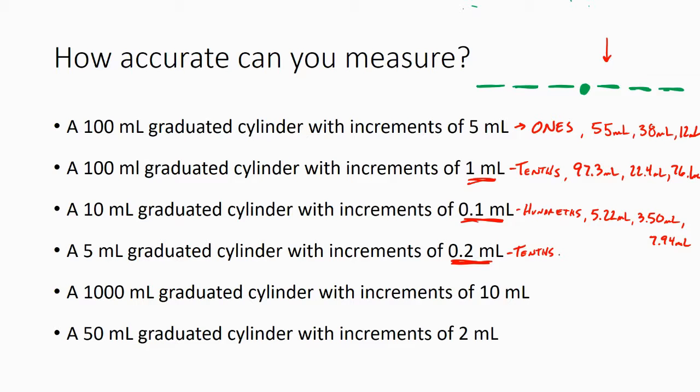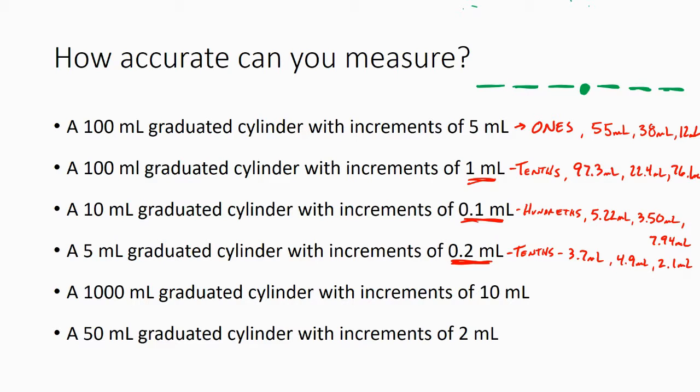Now, if we're estimating to the tenths place, that does mean that in our 5 milliliter graduated cylinder, we could measure like 3.7 milliliters or 4.9 milliliters or 2.1 milliliters. All of those are good measurements. All right, let's look at another one.